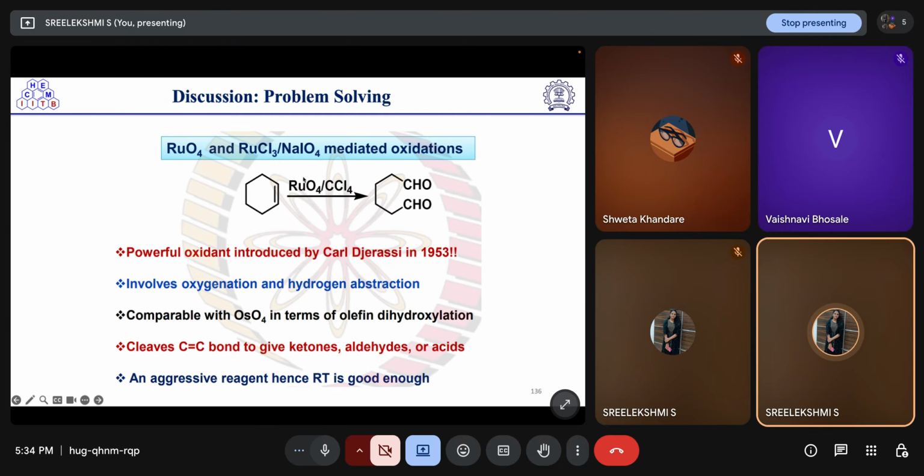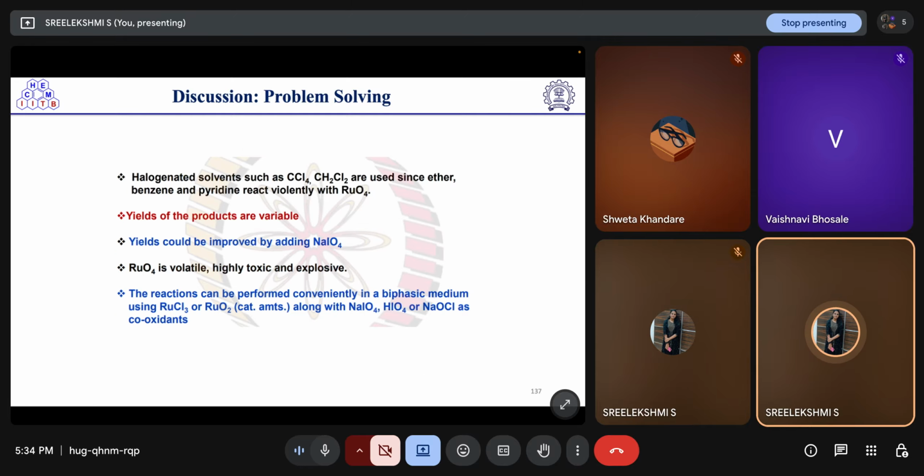So this is a very reactive reagent, ruthenium tetroxide. Even at room temperature this reaction can go. Mostly solvents such as carbon tetrachloride or dichloromethane are used, because if we use benzene or pyridine, they can react with ruthenium tetroxide, so such solvents are not preferred. If we use NaIO4 with ruthenium tetroxide, it can improve the yield. Another drawback is that yields are not always consistent. Sometimes the reaction gives a lower yield, and ruthenium tetroxide is very toxic, volatile, and explosive.